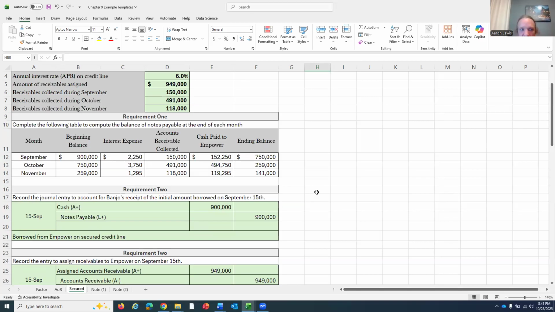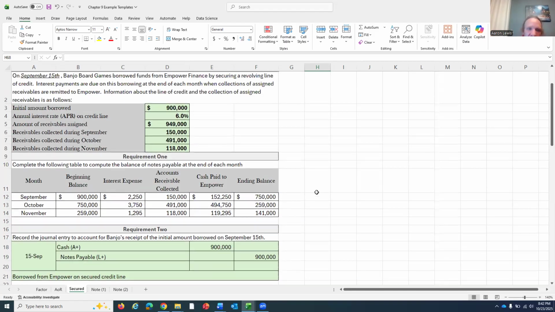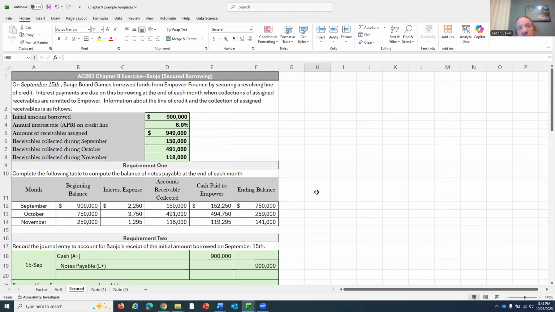Sometimes if you are going to substantially borrow on a line of credit, like above a certain number, above 100,000 or whatever, they will ask you to assign them more receivables. But for the most part, it's not going to be a penny for penny thing like it is right here when you first start the loan. So I'm thinking in this problem right here, Empower Finance knew nothing about Banjo board games, and they really made it happen in this case.